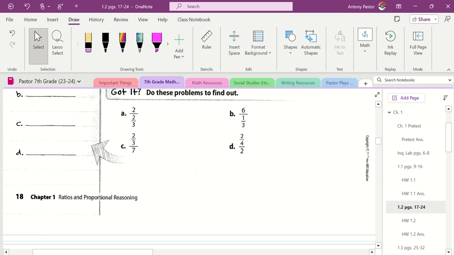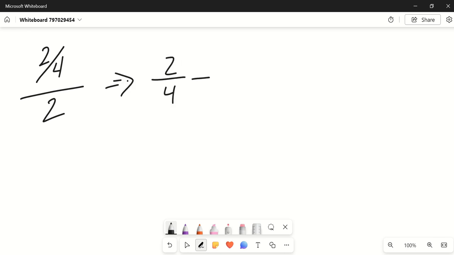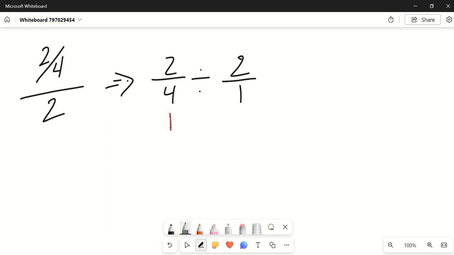And 2/4/2. 2/4/2 is the same thing as saying 2/4 divided by 2, and I'm going to put that 2 directly over 1 just to make my life easy. Let's switch up colors. Straight down, shake it up, flip it around.